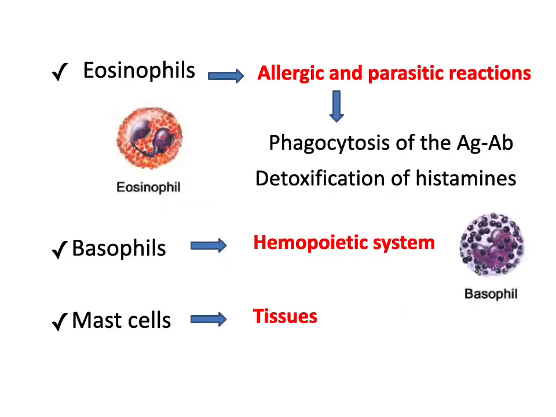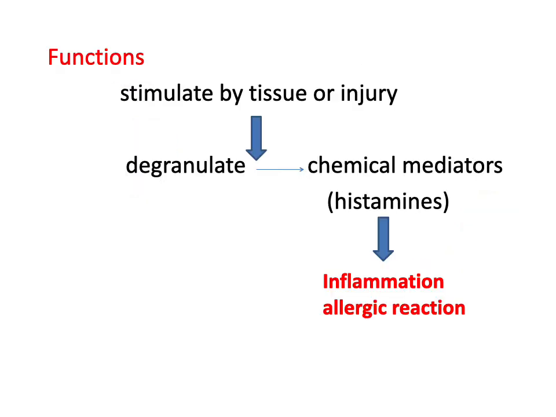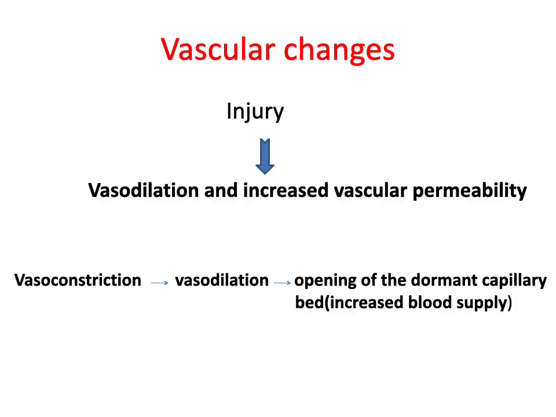The eosinophils are responsible for allergic and parasitic reactions. The basophils are derived from the hemopoietic system and the mast cells are present in the tissues. These are stimulated by tissue injury, which results in degranulation. On degranulation, it causes chemical mediator release such as histamines. The histamines cause inflammation and allergic reaction.